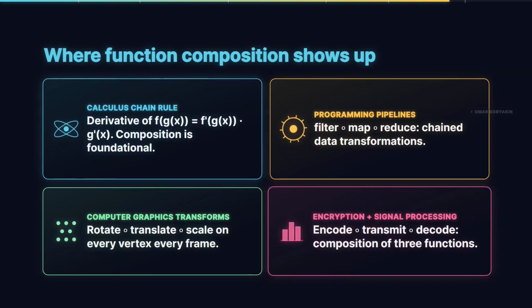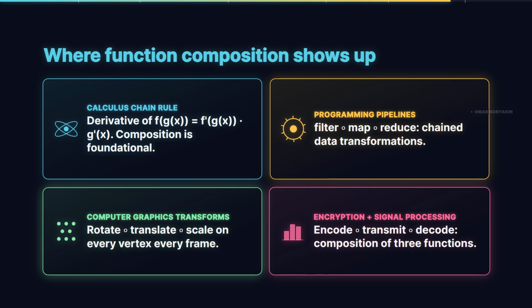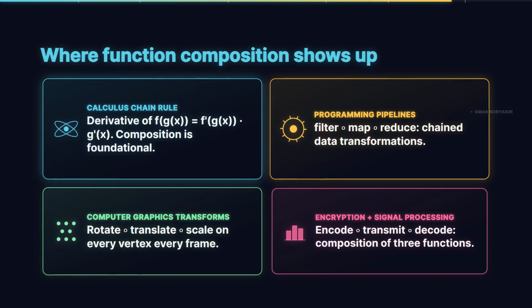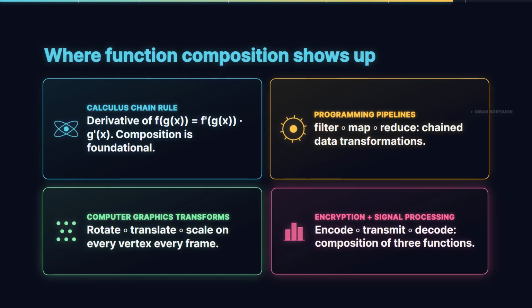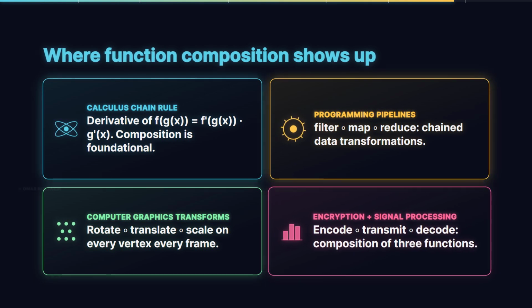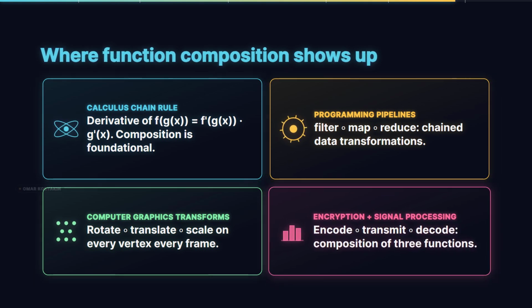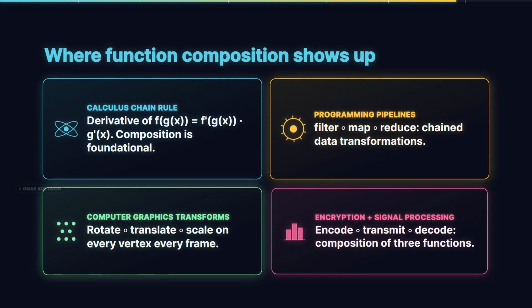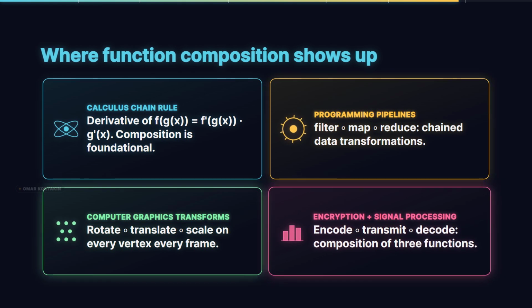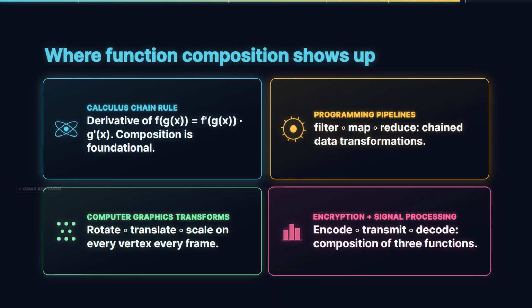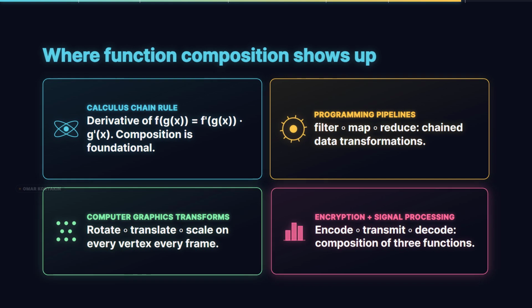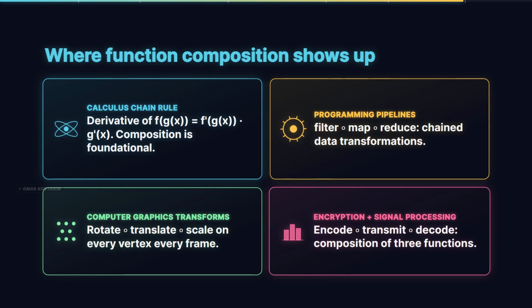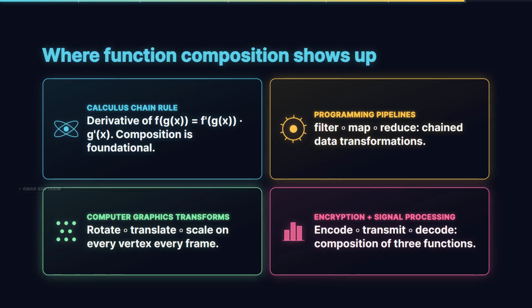In communication systems, encryption, and signal processing, signals pass through a chain of transformations: sampling, filtering, encoding, modulation, transmission, demodulation, decoding, reconstruction. Each stage is a function, and the end-to-end system is the composition of all the stage functions. Designing communication systems means designing each stage and analyzing the composed behavior of the whole chain, which uses function composition extensively at both the algebraic and the implementation levels.